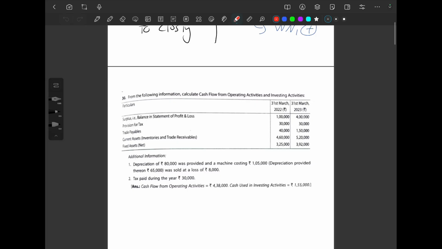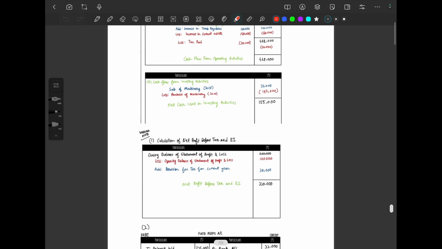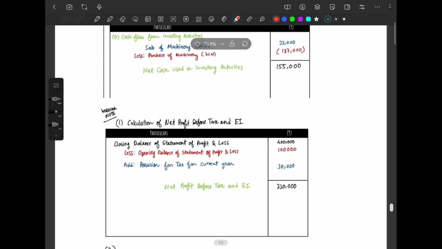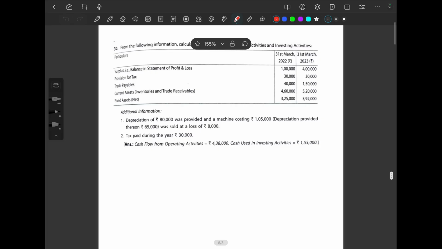There is a balance sheet of the company where we have surplus of 1 lakh in 22, and 4 lakh in 23. The difference will be 3 lakh, that will be our current year profit. Let me show you, that is closing minus opening, that is 3 lakhs, your current year profit. Okay, and let's read the question first. There is provision for tax, trade payables, trade receivables, and fixed asset.